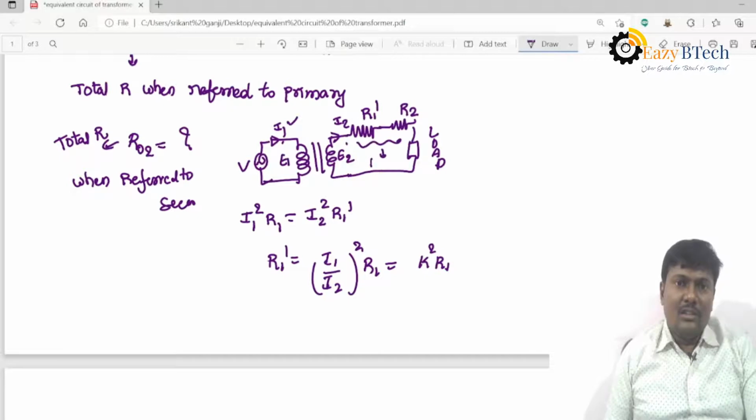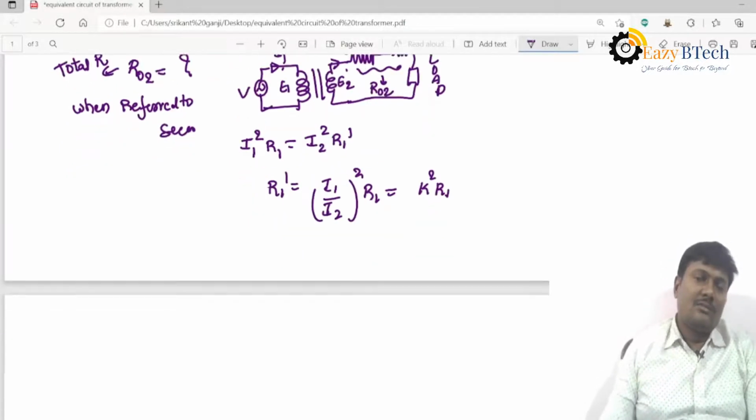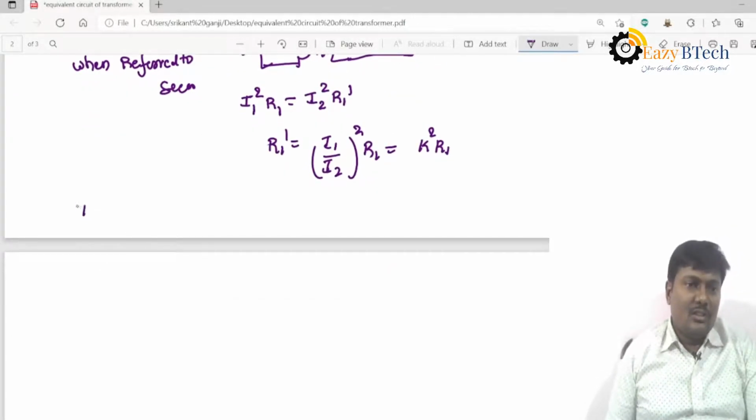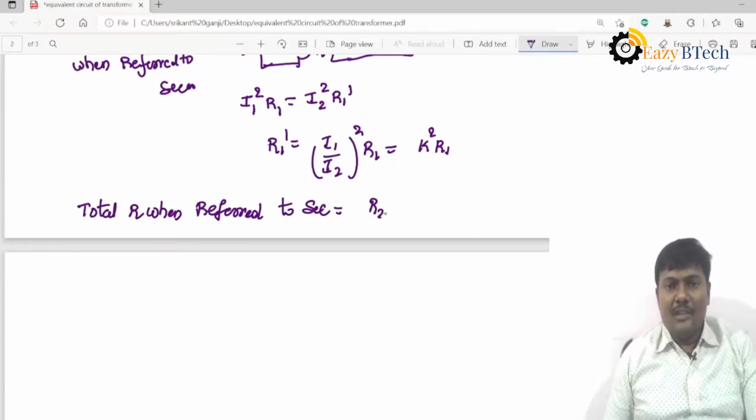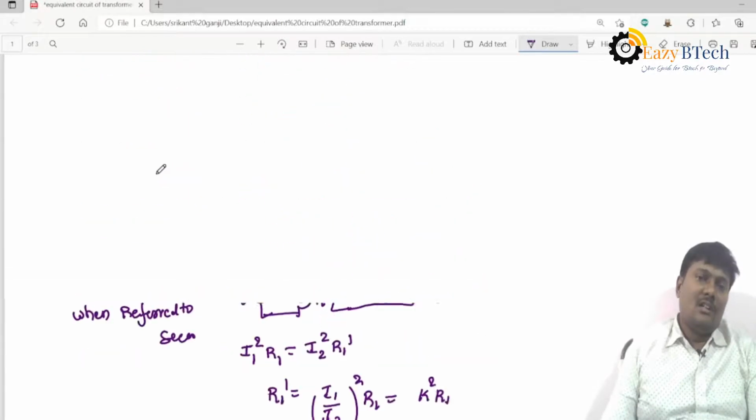So this is called R subscript 02, that is the total resistance when referred to secondary, which is equal to R2 plus R1 dash, that is R2 plus K square times R1.